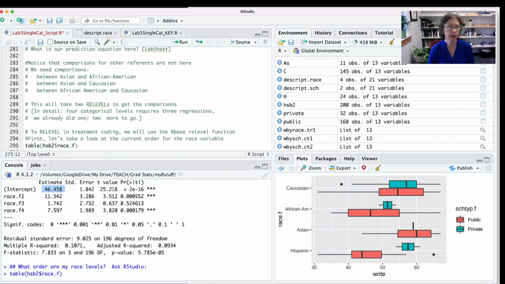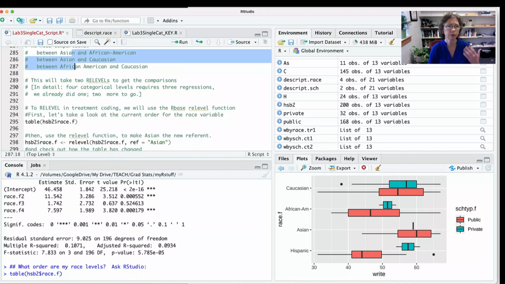Notice that we don't have some other comparisons going on. We don't have the comparison between Asian and African American, between Asian and Caucasian, nor between African American and Caucasian. All we have right now are the comparisons with Hispanic, because Hispanic was in the referent role. And it will take 2 re-levels to get to these comparisons. So if we have 4 levels, it requires 3 regressions. We already did 1, so we got 2 more to go.